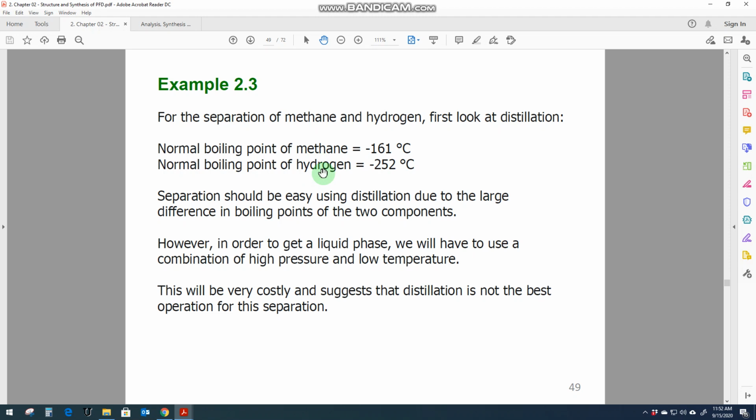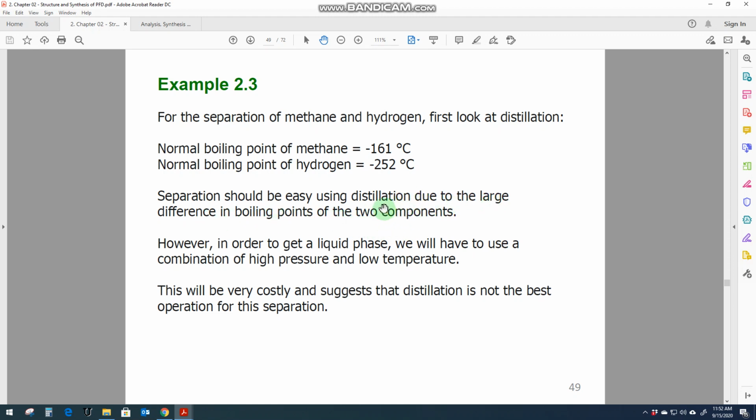or if some of the gas is not reacting chemically within the process, or is not affecting the product quality, then either it can be sent into the atmosphere, or we should recycle. So there are certain conditions that you have to see from the economics point of view. Separation should be easy using distillation due to the large difference in the boiling points of the two components.